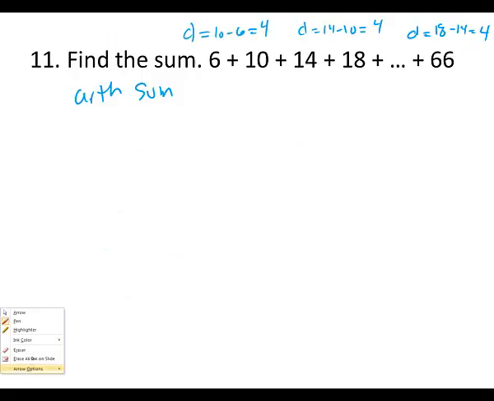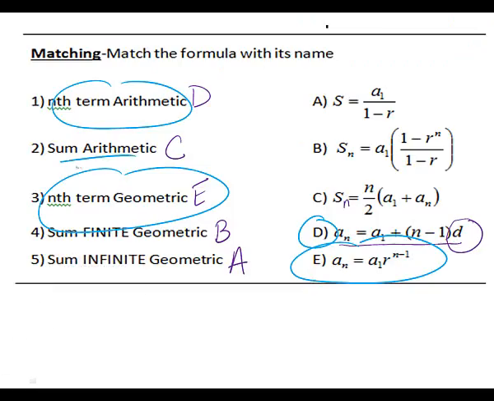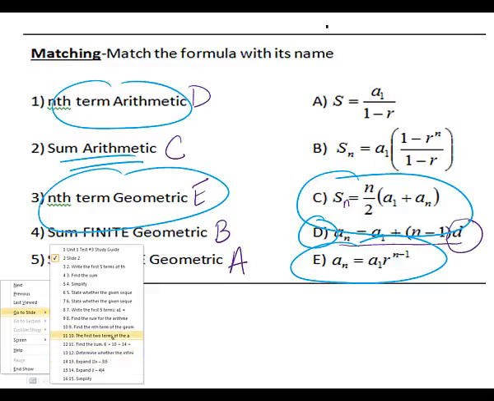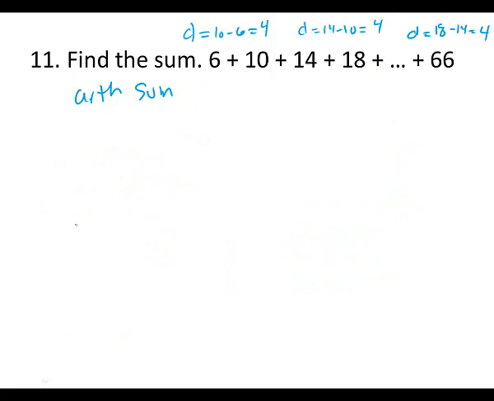So I know that I need my arithmetic sum formula. So again, I would go back up here to number 1, and I would look for my arithmetic and my sum formula, which is C, and I'm going to use that formula right there. So I'm using S sub n. Do I know my n value? I don't at this point. So I'm going to have to figure that out.